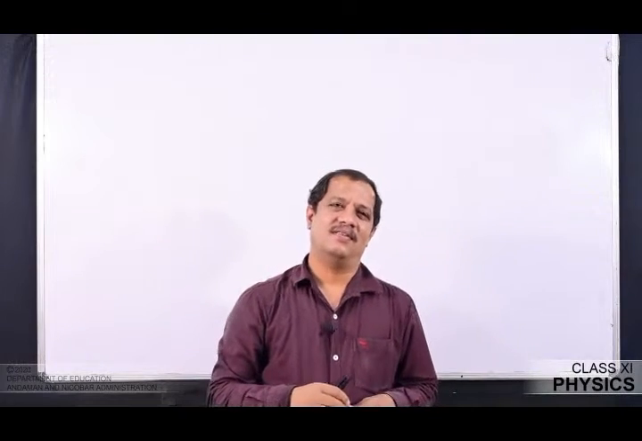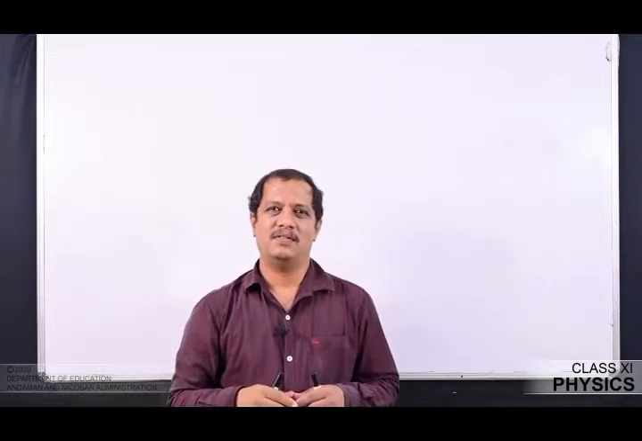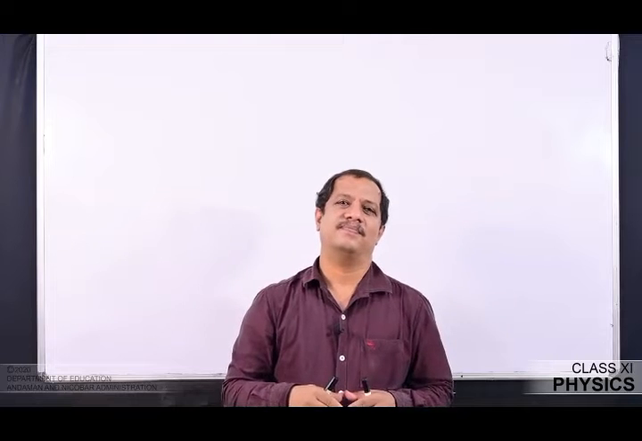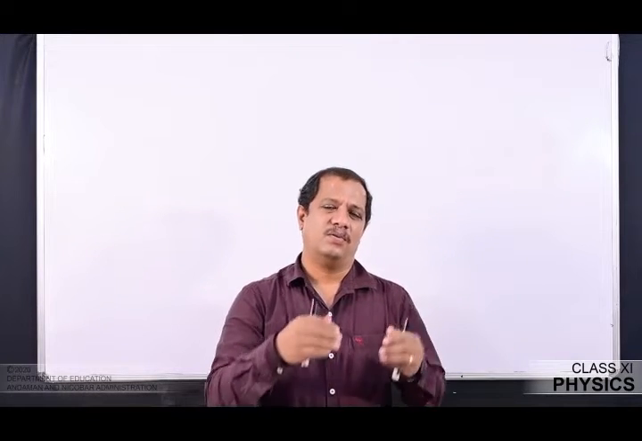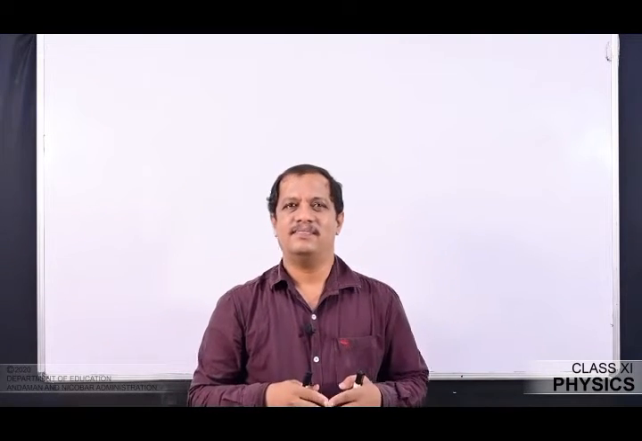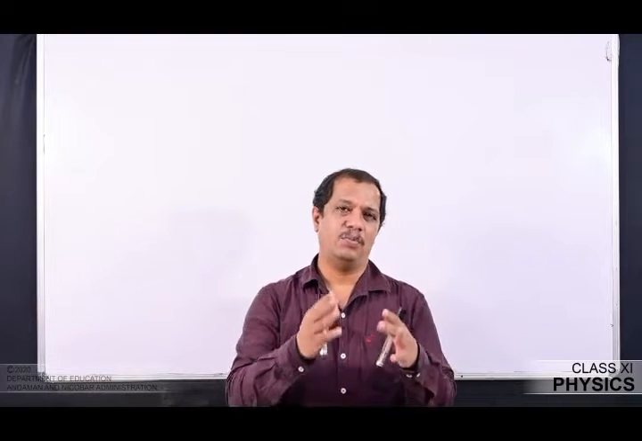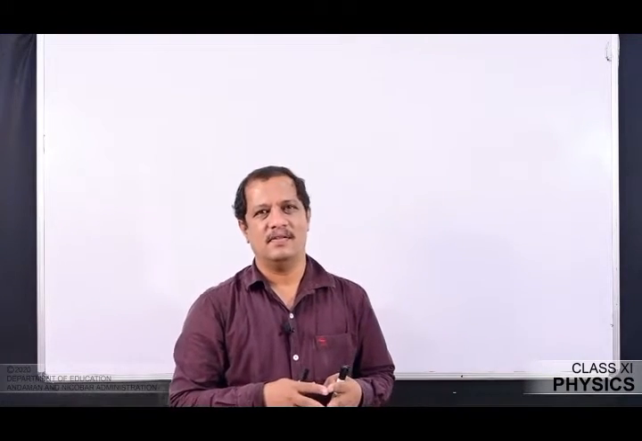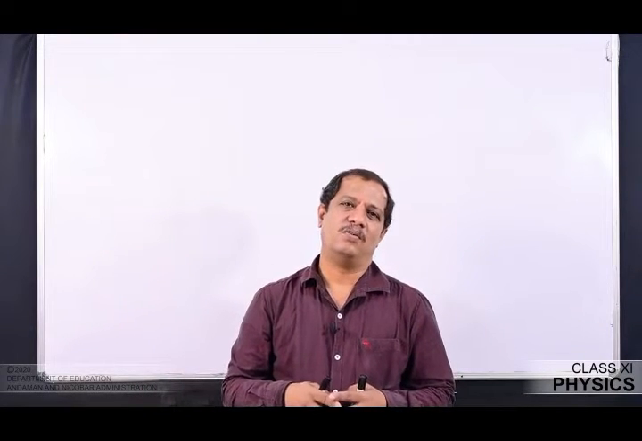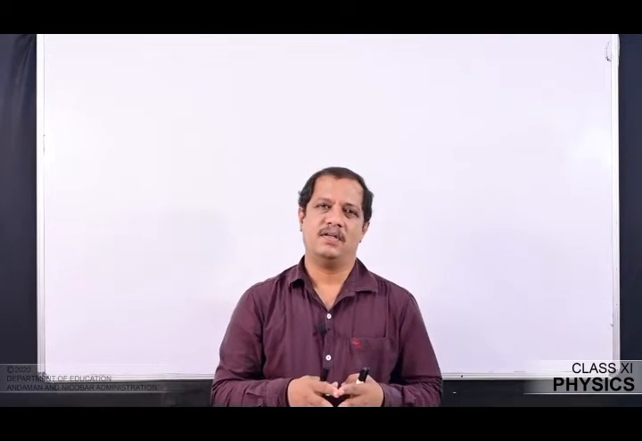Hello dear students, in the last class we started the chapter units and measurements, rather elaborately I would say units, dimensions and measurements. Through this chapter so far we have studied what is a physical quantity, what we mean by fundamental physical quantities and how many fundamental physical quantities there are in physics. Then what do we actually mean by derived physical quantity?